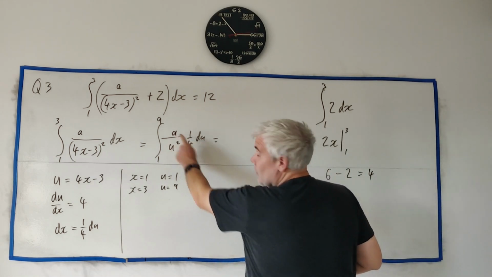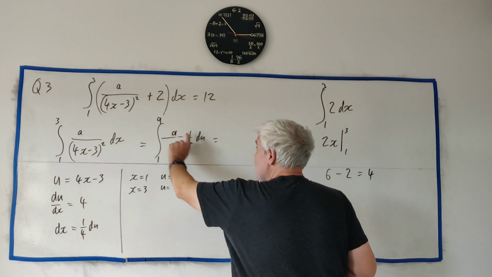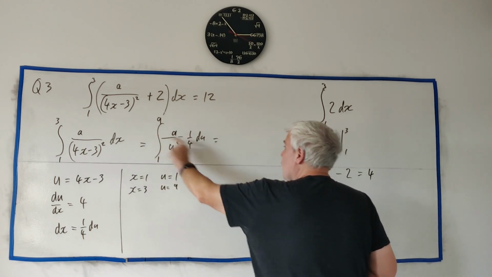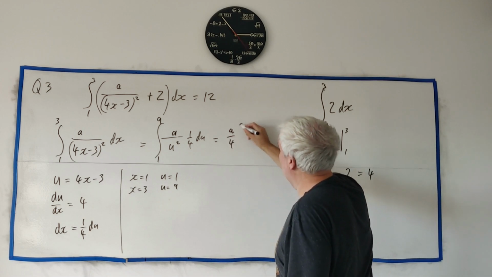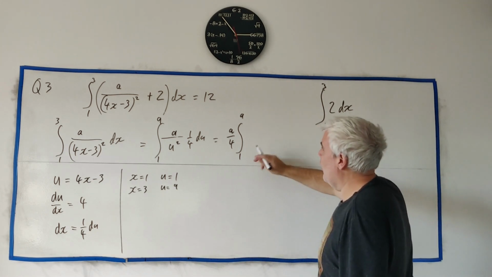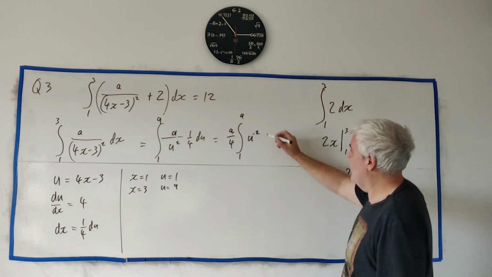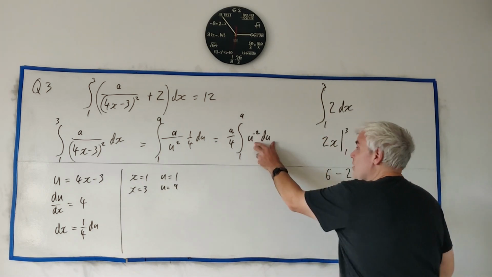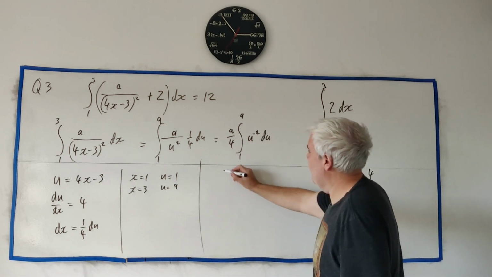This a, which I know looks like a 9, this a can come outside. It's just a constant, it can come outside. This 4 can come outside. So we'd have a divided by 4 and the integral between 1 and 9 of, and instead of u squared, I'm going to write u to the power of minus 2 du. This is very easy to do. We can do this quite simply. I'll continue it on down here.